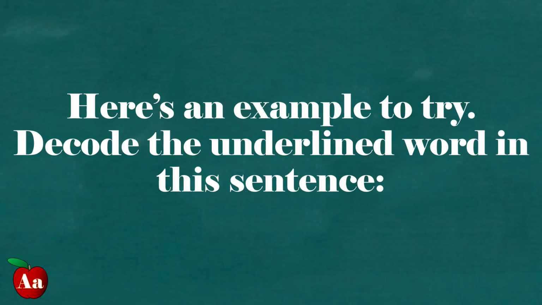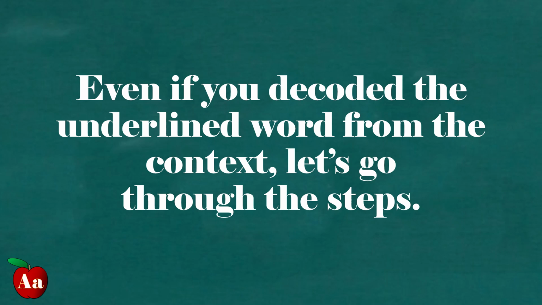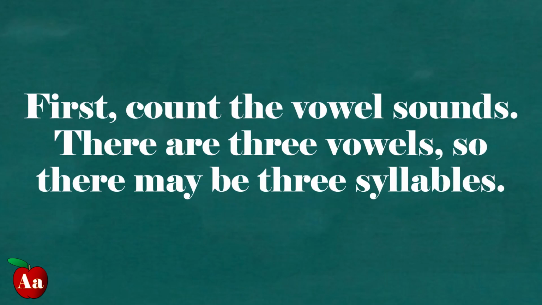Here's an example to try. Decode the underlined word in this sentence. Joe found a stray animal in his yard. Even if you decoded the underlined word from the context, let's go through the steps. First, count the vowel sounds. There are 3 vowels, so there may be 3 syllables.